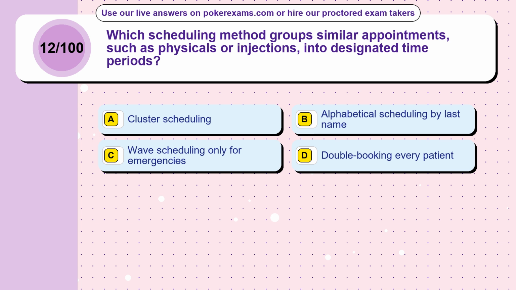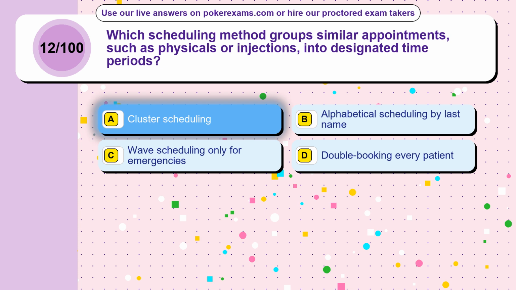Question 12. Which scheduling method groups similar appointments, such as physicals or injections, into designated time periods? Option A. Cluster scheduling. Option B. Alphabetical scheduling by last name. Option C. Wave scheduling only for emergencies. Option D. Double booking every patient. The correct answer is option A.